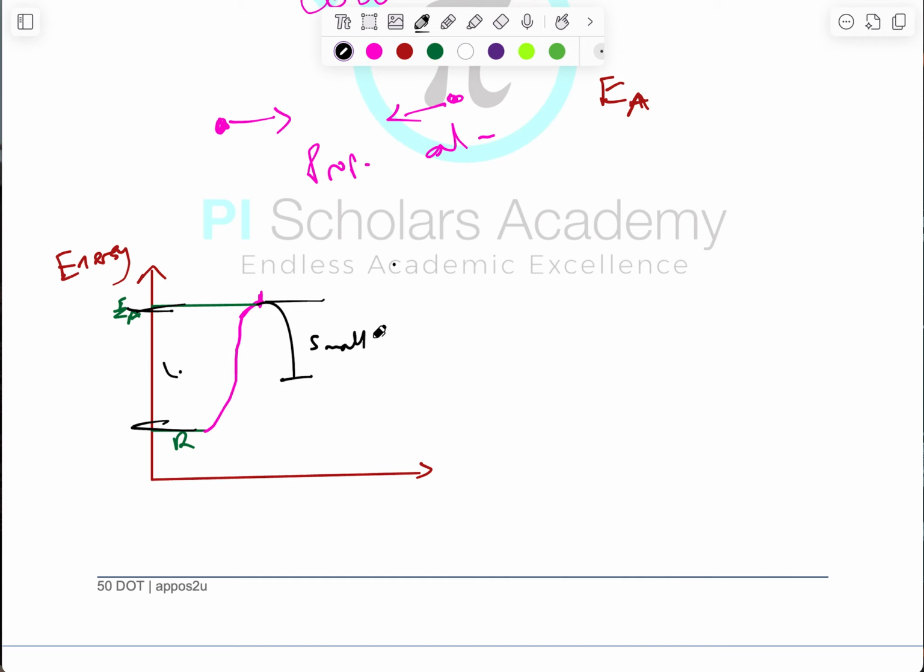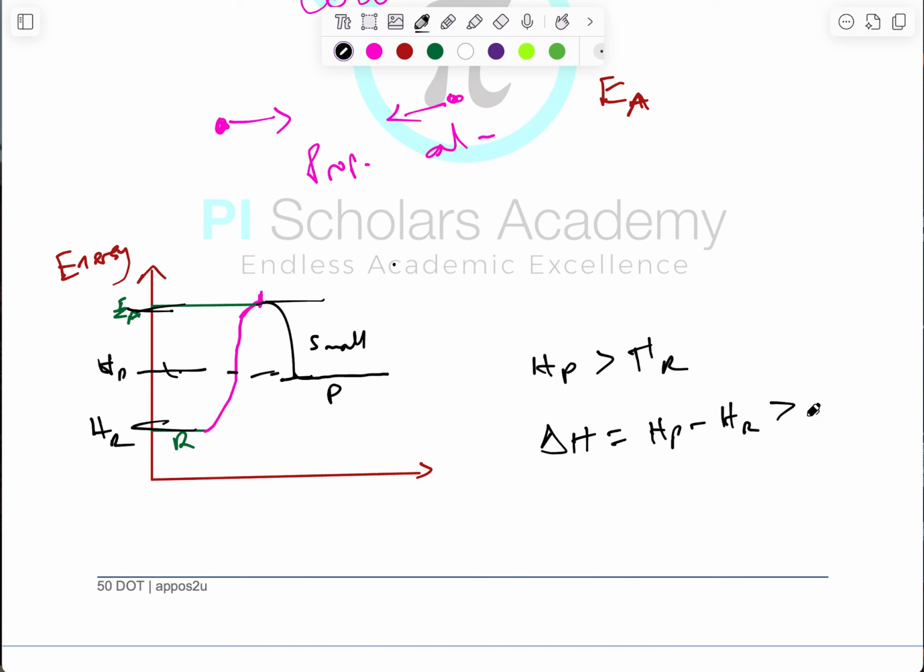And because of that, smaller energy has been released to the atmosphere. And in this place, the product is formed. What happened here is that the energy level for the product, let's call this HP, and this is the energy level for the reactant. The energy level for the product is greater than the energy level for the reactant. So if you find their change in energy, you have HP minus HR, and this result will be greater than zero. That is, it is going to be a positive result.